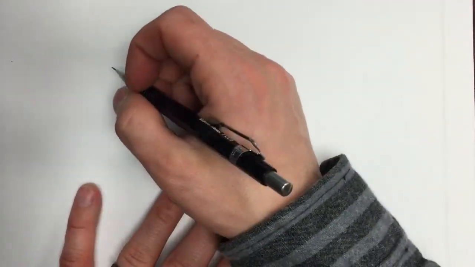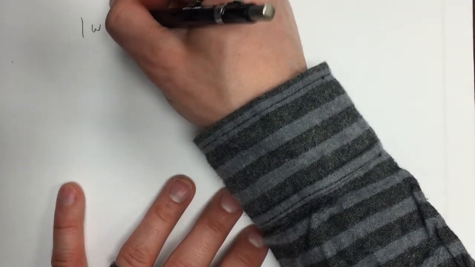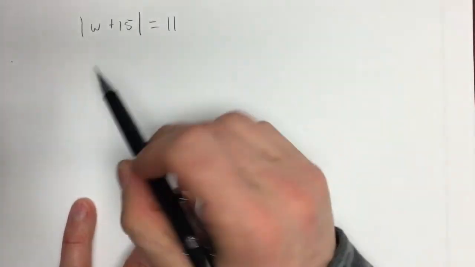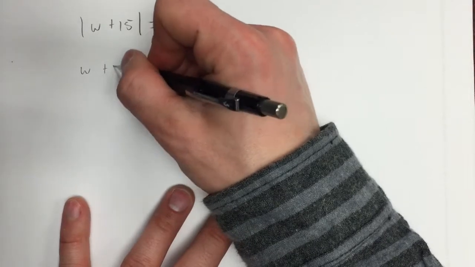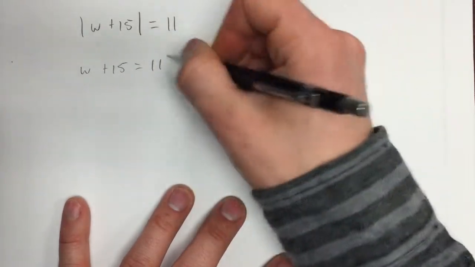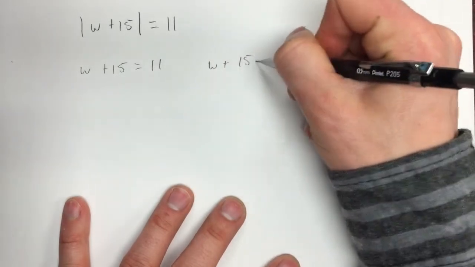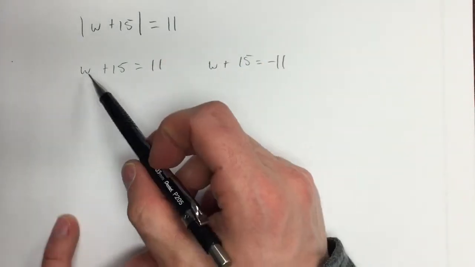Okay, so let's try a couple examples. Let's say the absolute value of w plus 15 equals 11. All right, remember, let's split this into two different equations, one with a positive answer and one with a negative answer. All right, so let's go ahead and solve this.